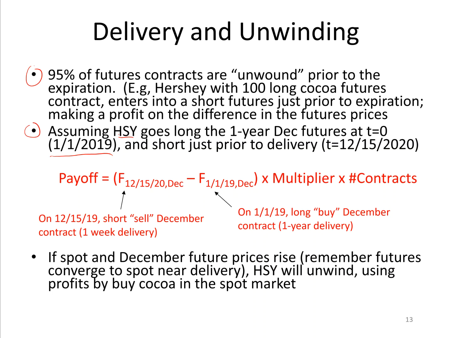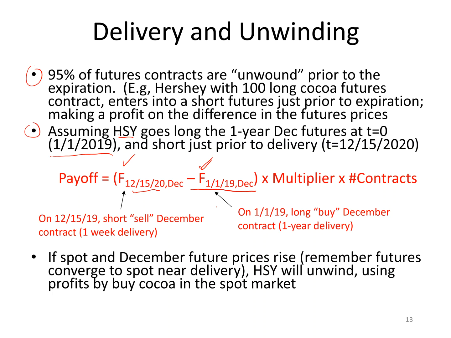So effectively, at the end, with the exchange, Hershey Foods is going to have a long contract, which they put on at 1/1/2019, at whatever that futures price is. And that's the price at which they have to buy. However, on 12/15/2020, they put on a short contract in which they're going to deliver cocoa. In other words, they're going to receive the futures price. However, the exchange is not going to require them to deliver to themselves.